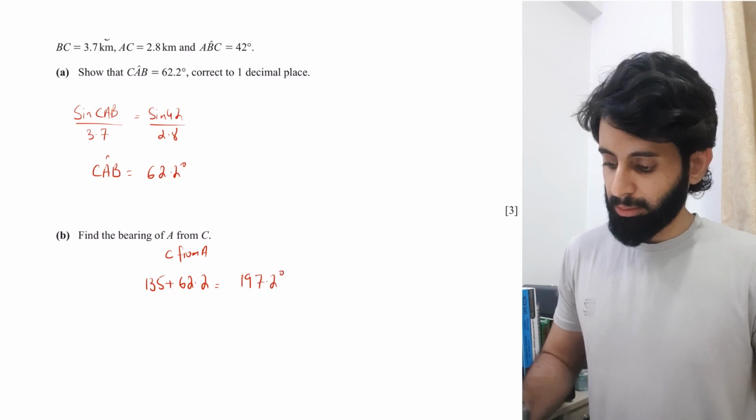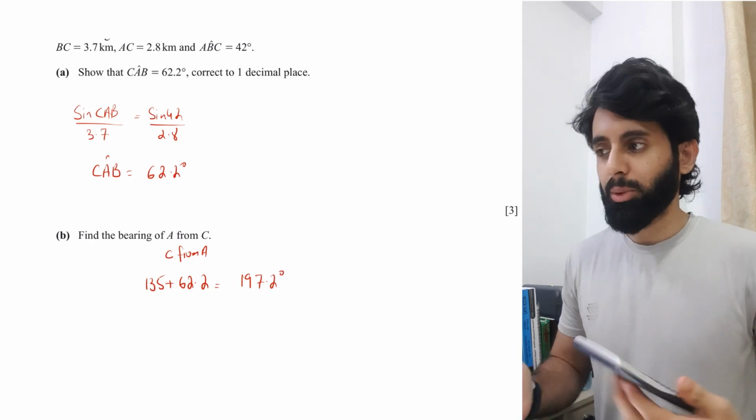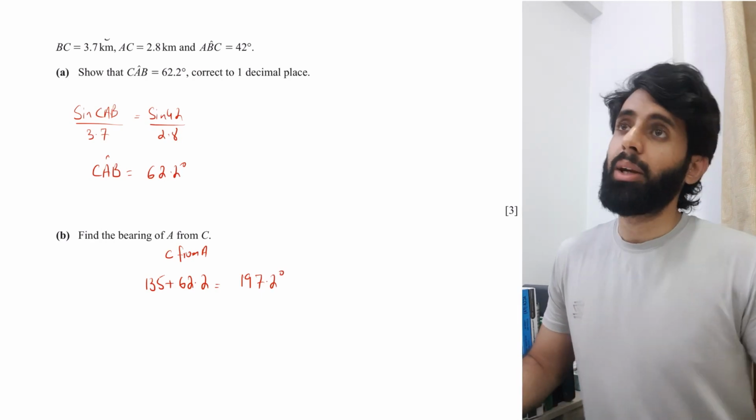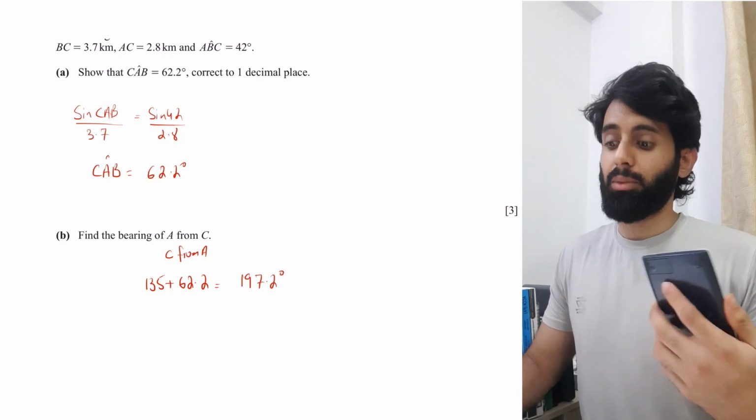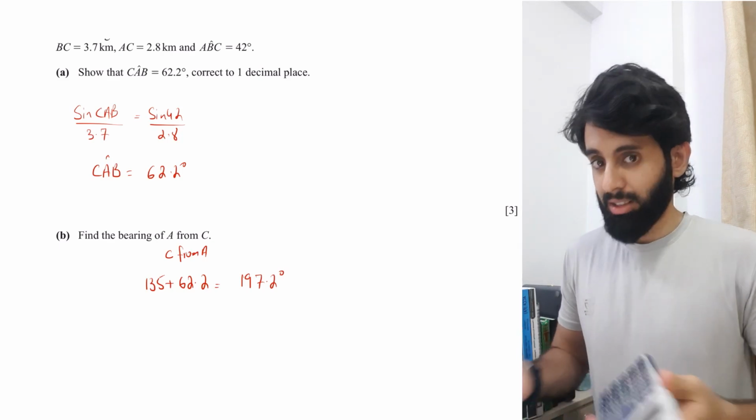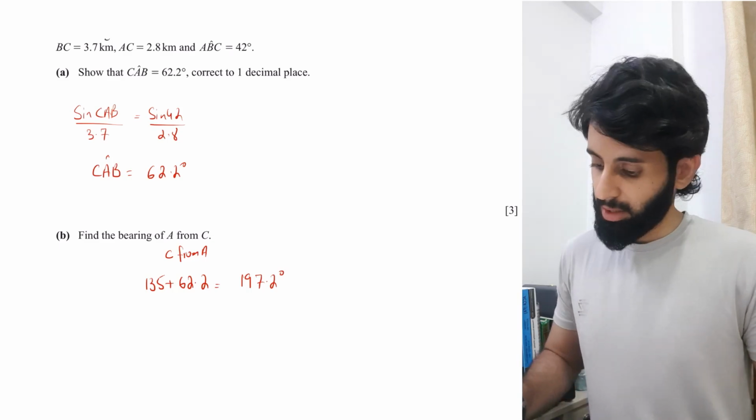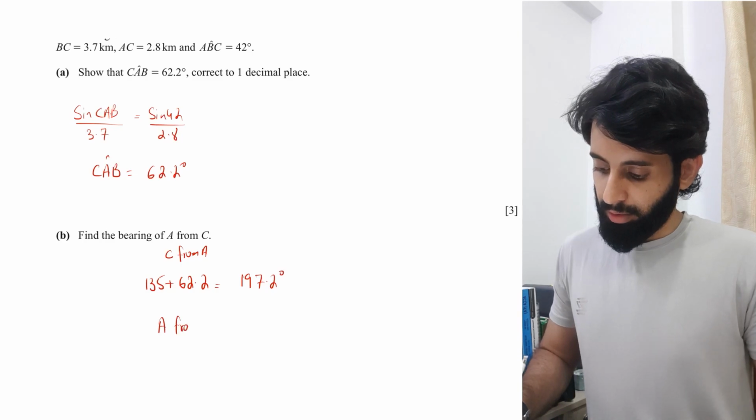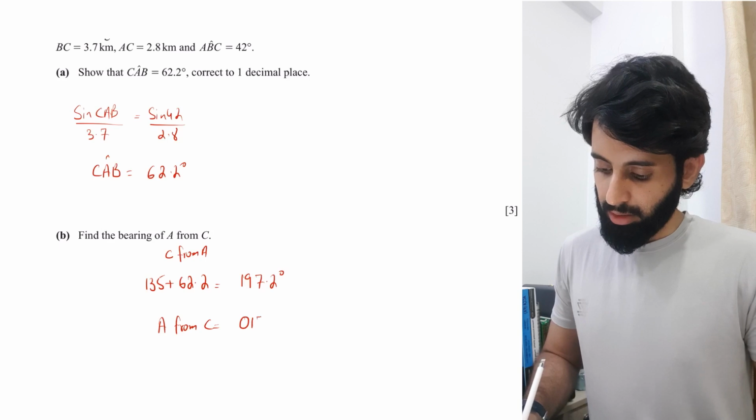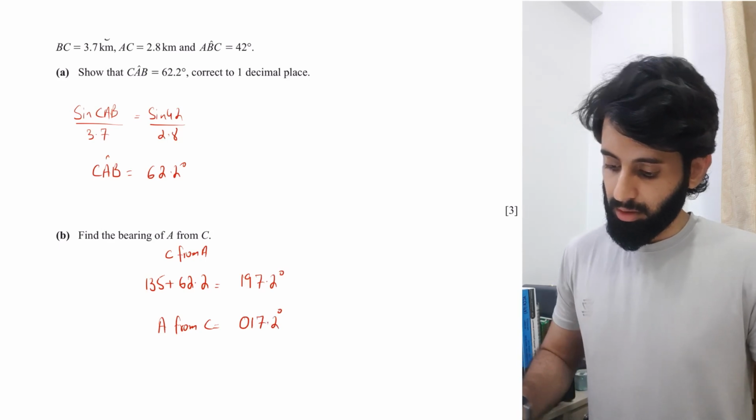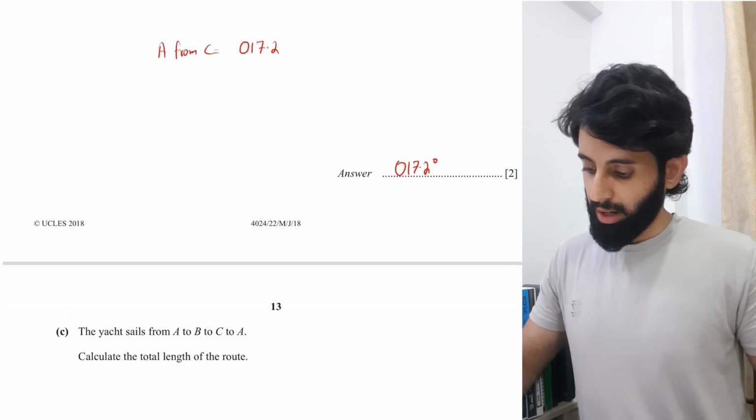Now the concept of reverse bearing says that if you have the bearing of A from B and you want B from A, you either add 180 or subtract 180. You add when the opposite bearing is less than 180, and you subtract when it is more than 180, which it is in this case. So I'm going to subtract 180 from this in order to get the bearing of A from C, and that turns out to be 17.2, which I'm going to write as 017.2 degrees. So there you go, you get your 2 marks for that.